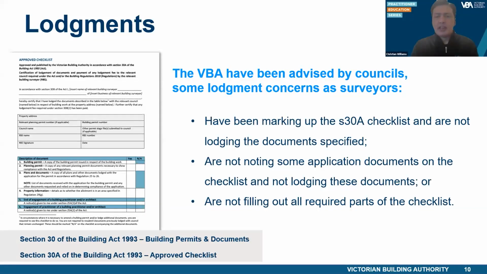The VBA have been advised by councils that some building surveyors are either not lodging within the 7-day time period or are not meeting this requirement appropriately, as they are marking up the Section 30A checklist and noting some application documents on the checklist but not lodging all of these documents, or are not filling out all required parts of the checklist. The VBA asks that building surveyors please be diligent where it comes to Section 30 lodgements and Section 30A checklists, as this can have significant ramifications down the track for the owner, the RBS and the council, especially if the RBS is no longer registered or in business.